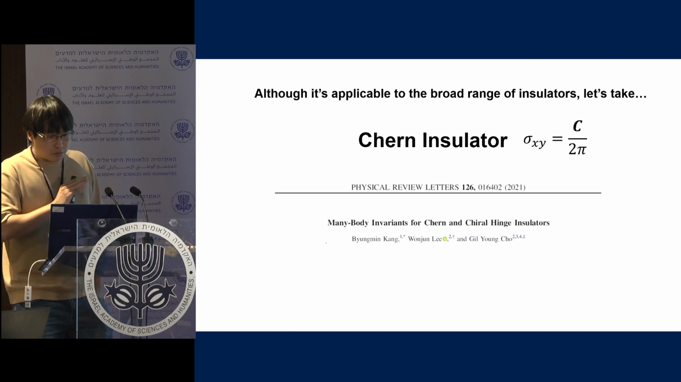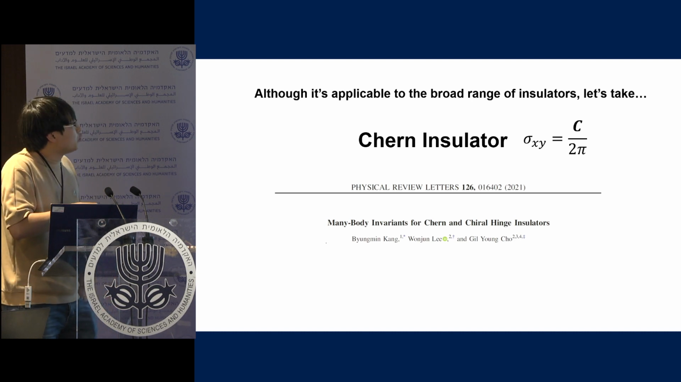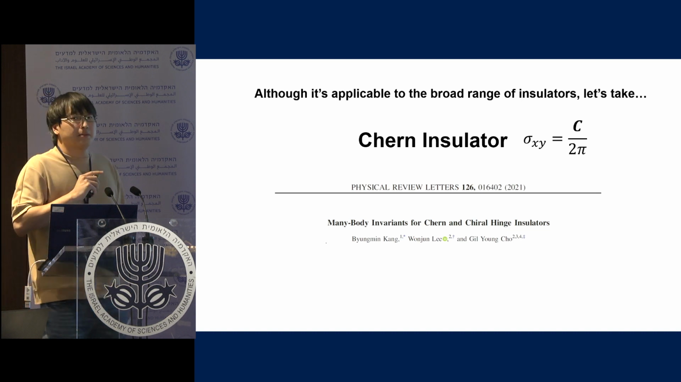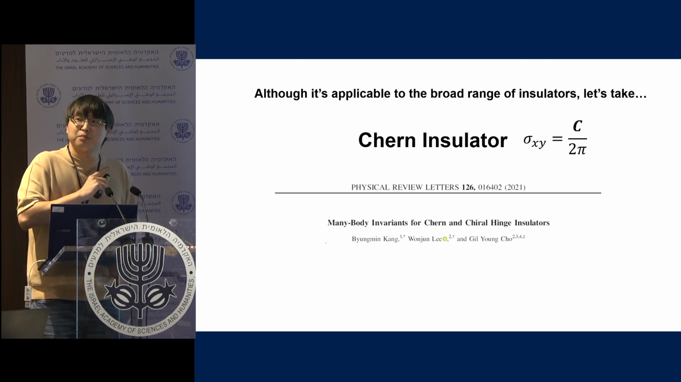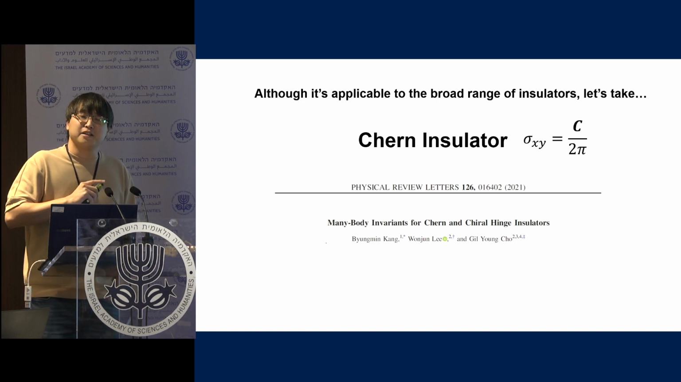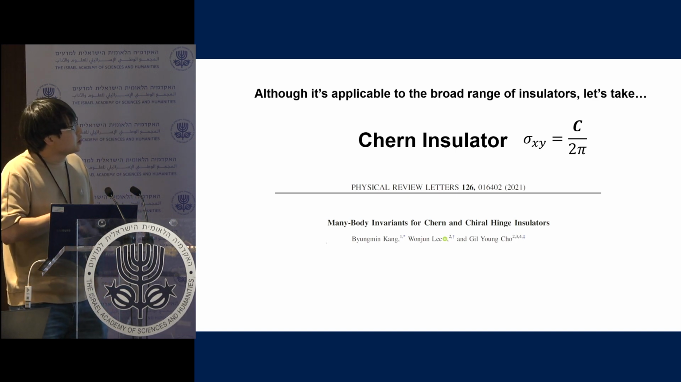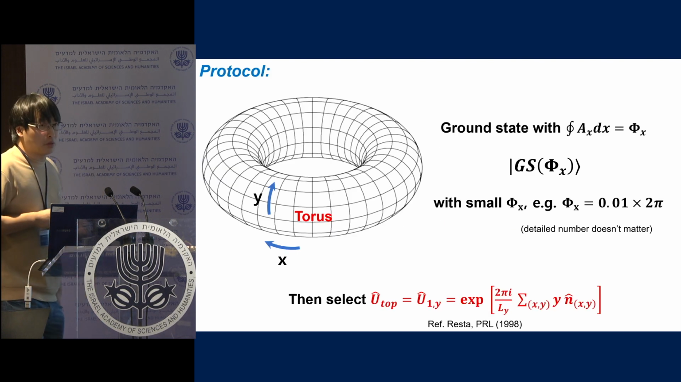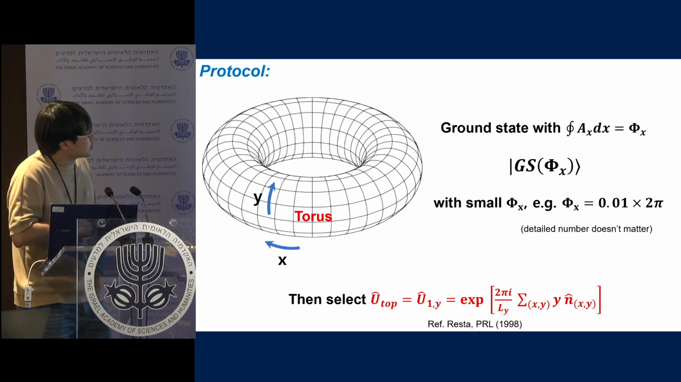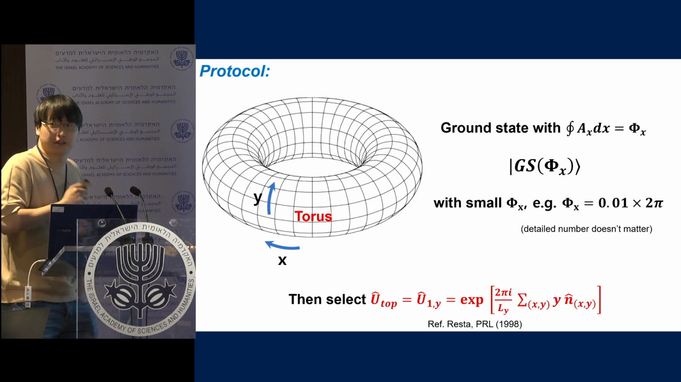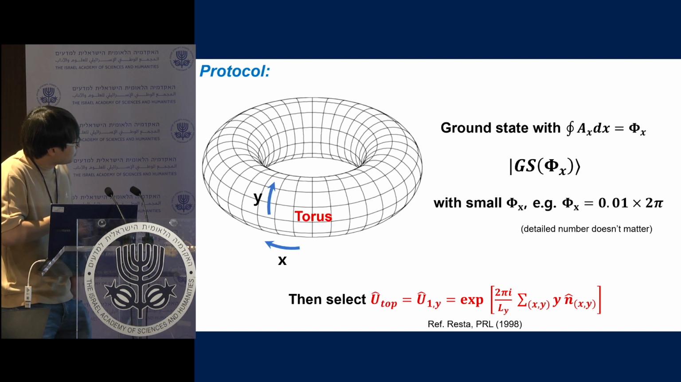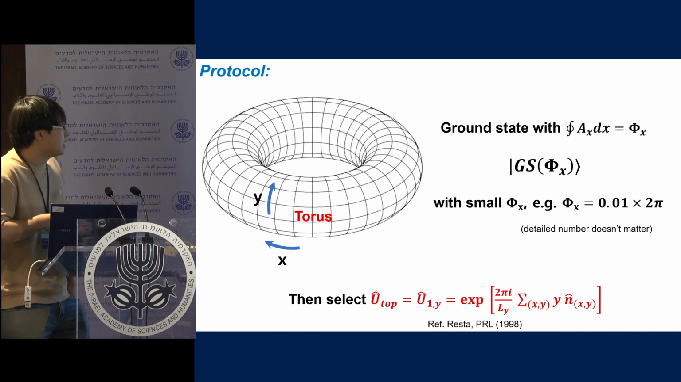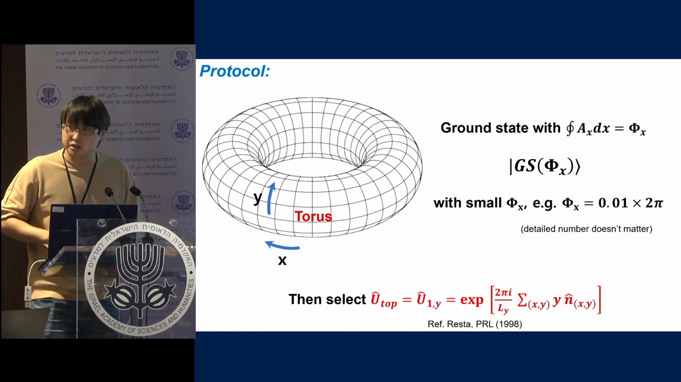I'm not going to go through all the examples, but let me focus on at least one example, which is the Chern insulator, one of the most famous topological states, including the Schwinger behavior. The Chern insulator is characterized by Hall conductivity, which is given in terms of the integer C divided by 2 pi. For that, our protocol is the following. I prepare the ground state. This is theory, not the experiment. So I prepare the ground state on the torus, and then I thread the flux along the x direction a little bit, for example 0.01 times 2 pi, and then I consider the operator that Resta considered.